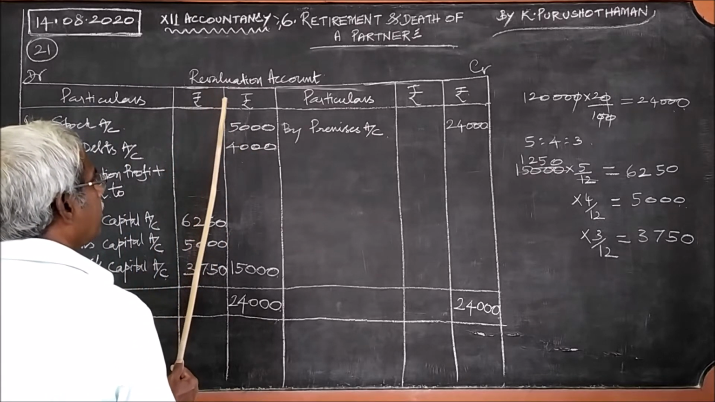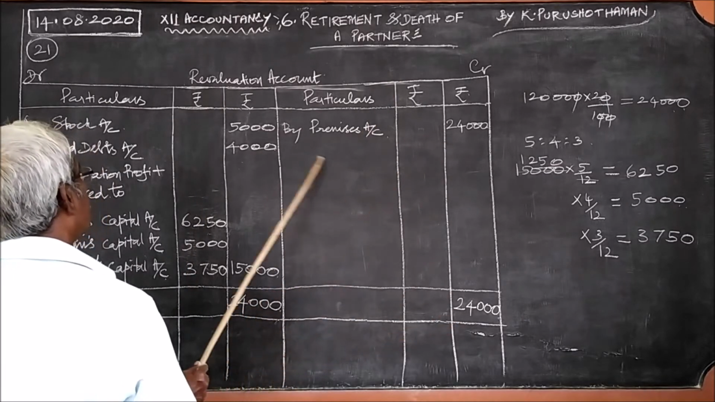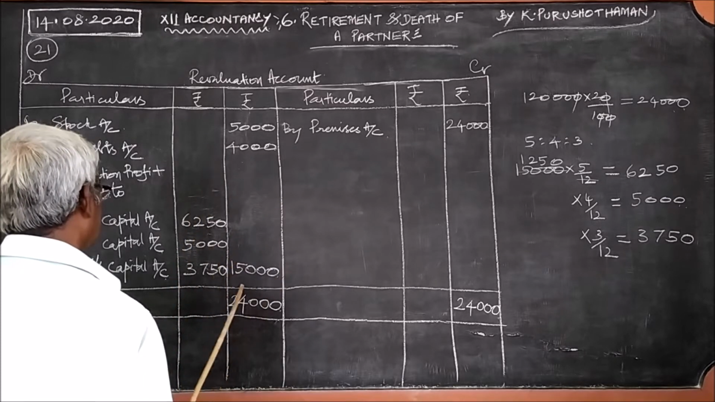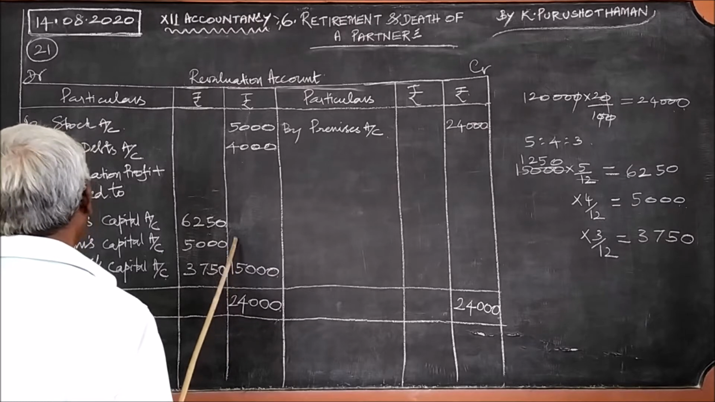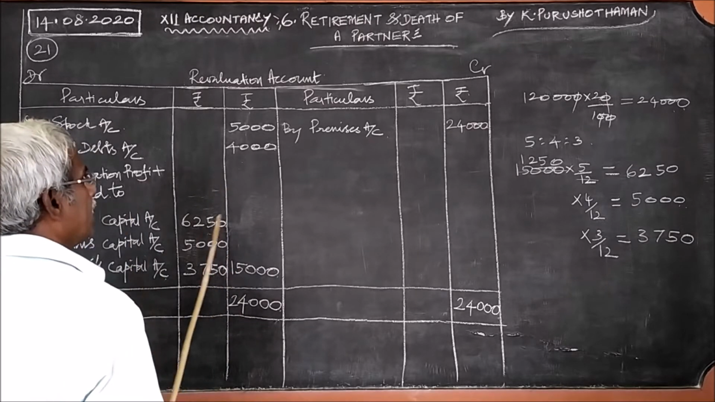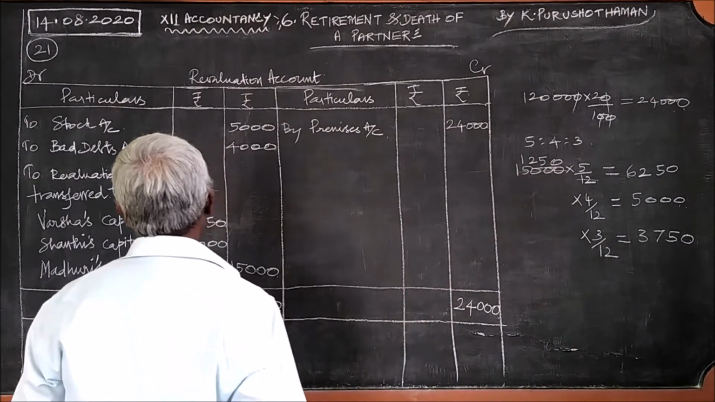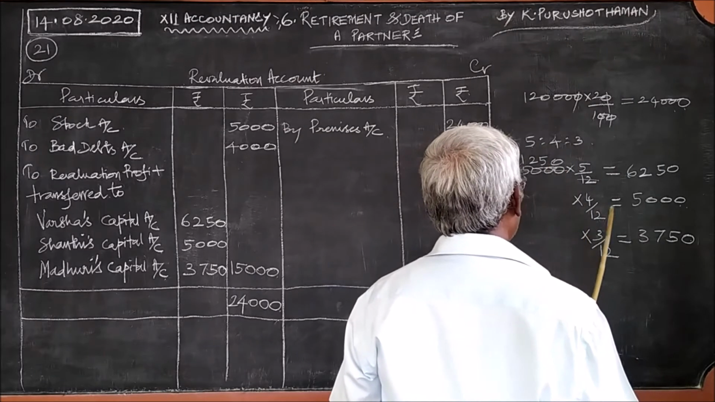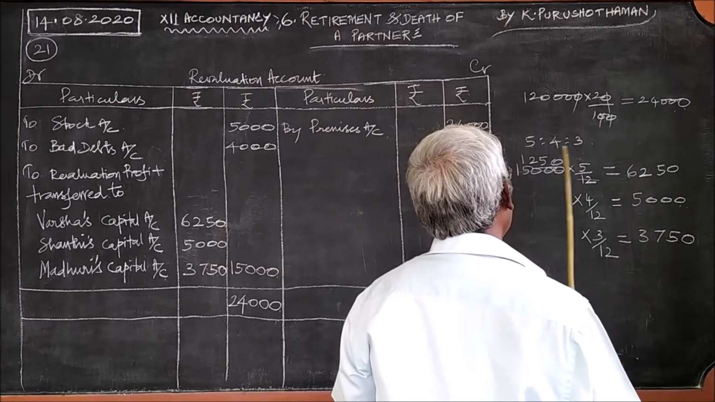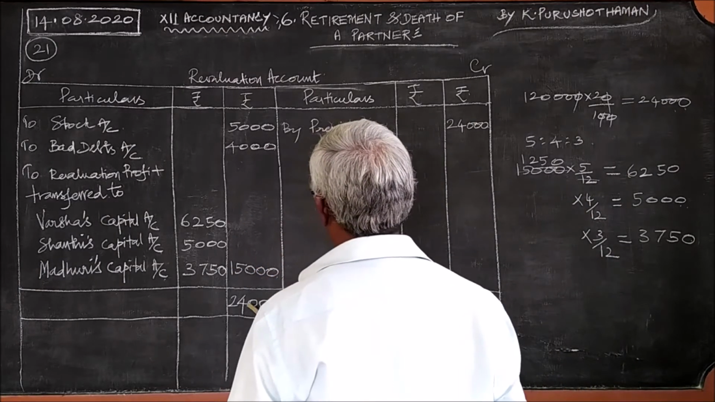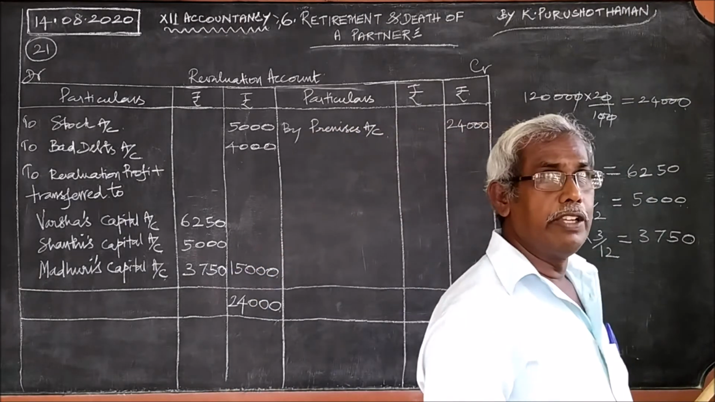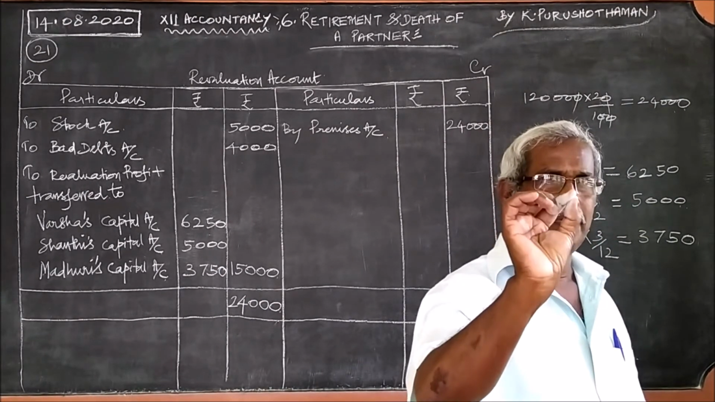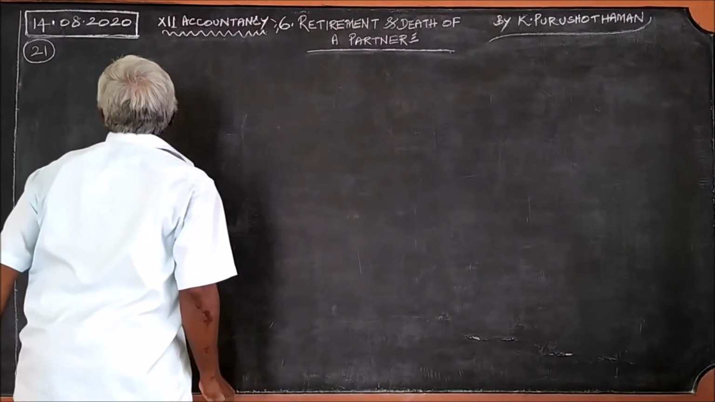Now we can find the credit, total profit 24,000, total loss only 9,000, so the excess amount is 15,000, excess profit. 15,000 should be divided among the partners in the ratio 5:4:3. So 15,000 into total 12, 5 by 12, 4 by 12, 3 by 12, we have divided and written here the amount. With this, the revaluation profit is over. The second part is the capital account.